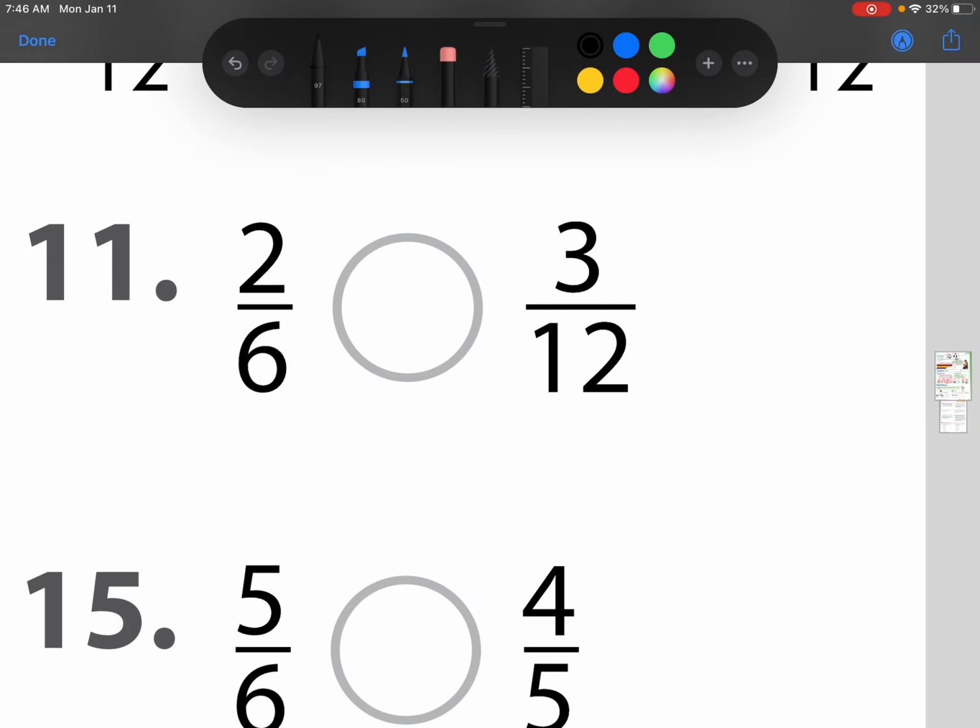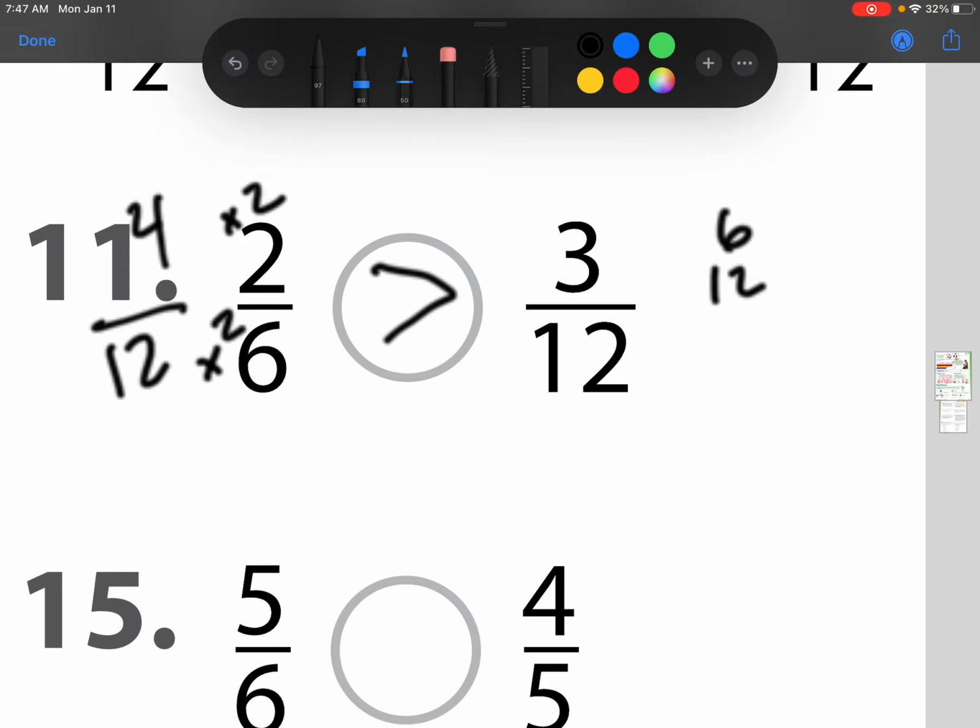If you can do your benchmark fractions well, then we actually don't even need to do this part. So now, what do we see? Well, 6/12. Oops, I put that as 6/12. So that's going to be a times 2. So that's 12. This is times 2 is 4. Which one is larger? 4/12 is larger.